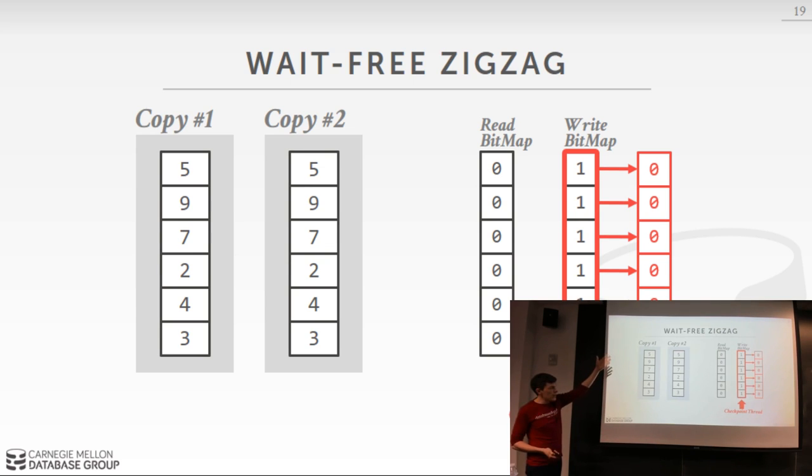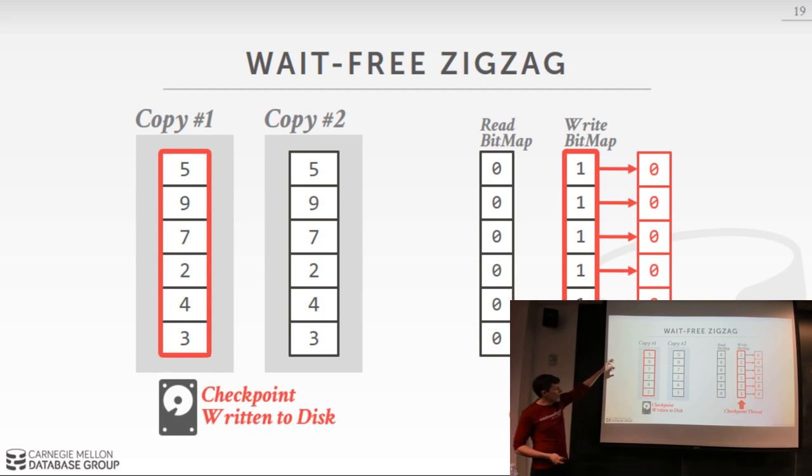So in this case here, at the very beginning, the write bitmap started off as 1, so when the checkpoint thread does the inversion, everything goes to 0, and therefore it should take a checkpoint by just scanning through the first copy. So again, we do the inversion, that tells us where we need to go, and then we start scanning through, and for every single element we find in our list, we start writing that out.